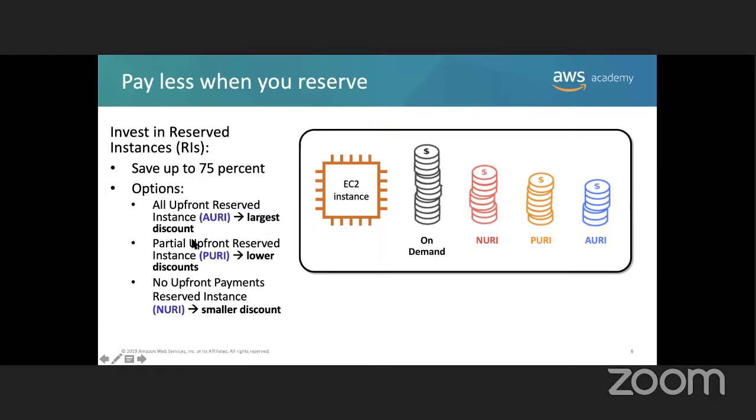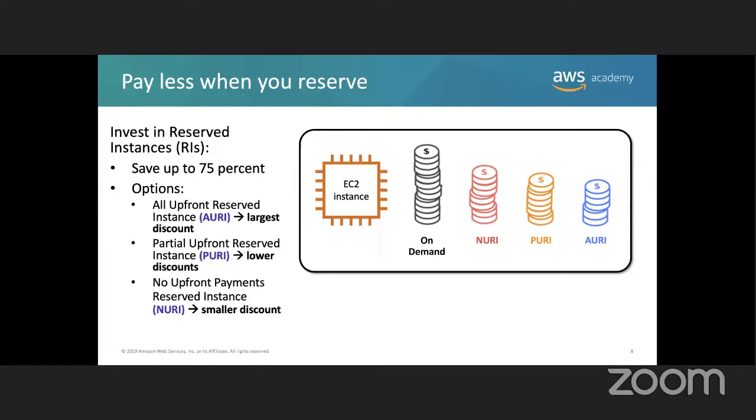Partial upfront reserved instances, PURI, lower discounts, and no upfront payment reserved instances, smaller discount. You still get a discount when you do no upfront, but it's not as large as partial and all upfront. Okay, so three different investments in reserved instances: all upfront, partial upfront, and no upfront. That's very important. Don't forget that.